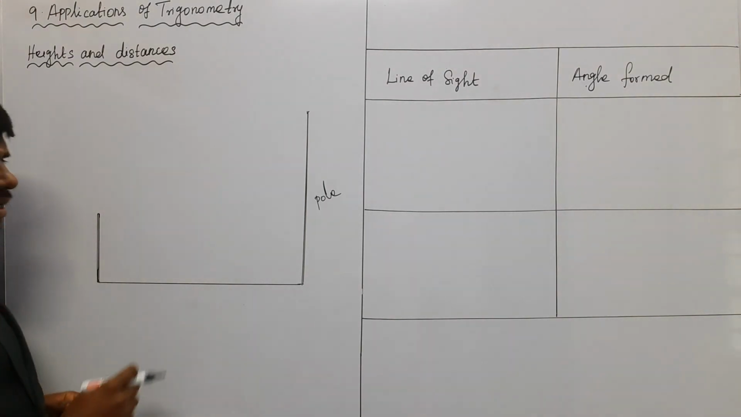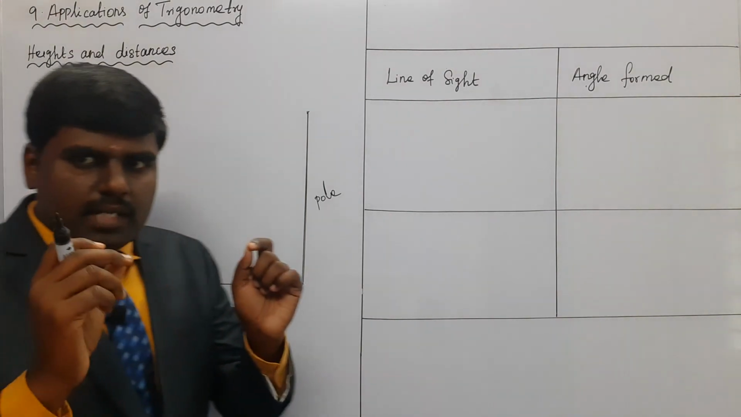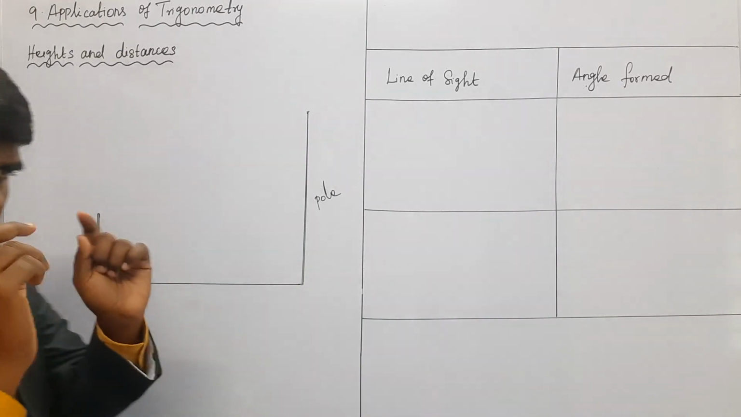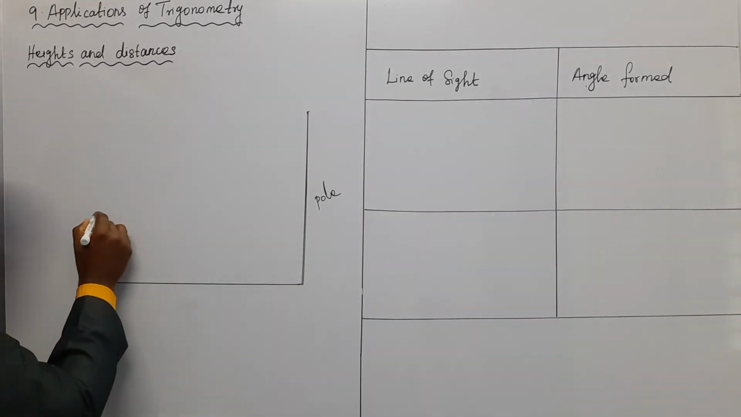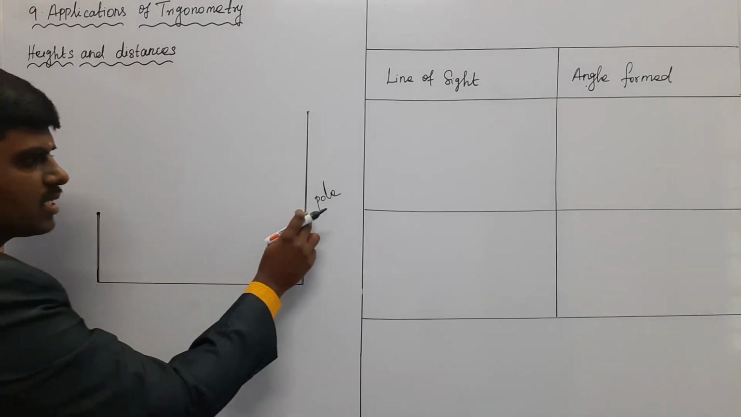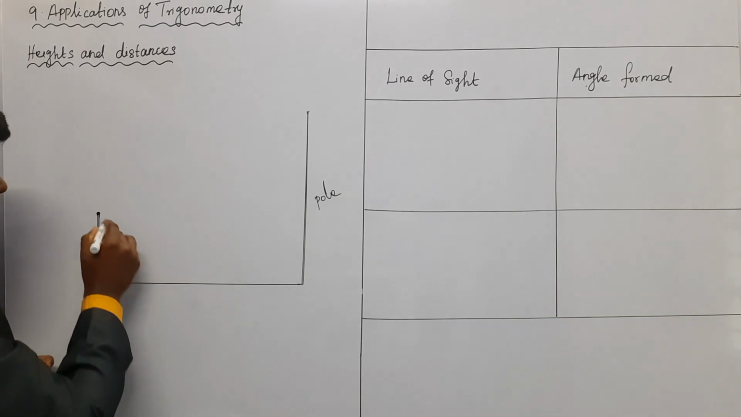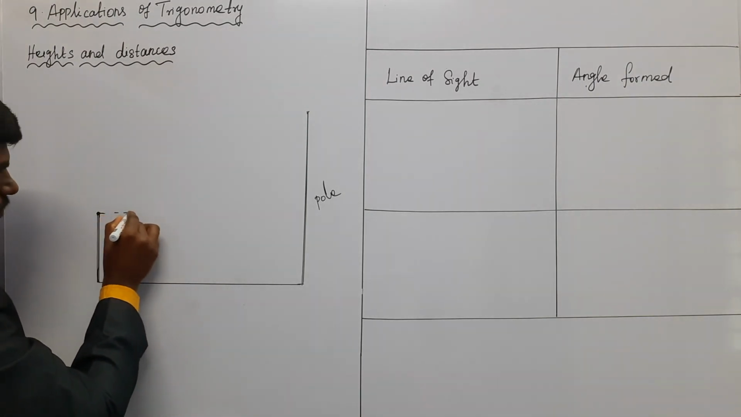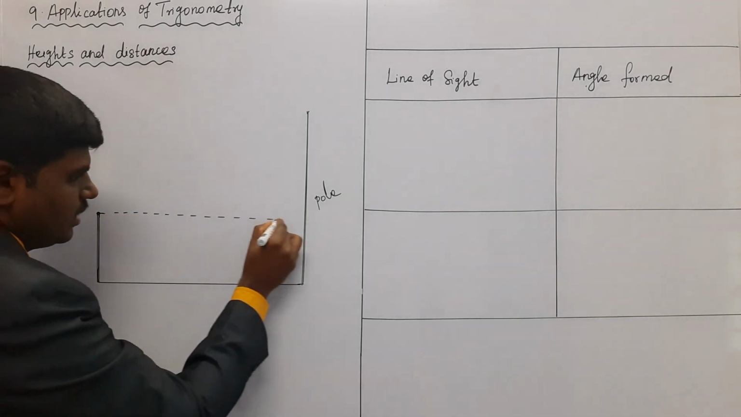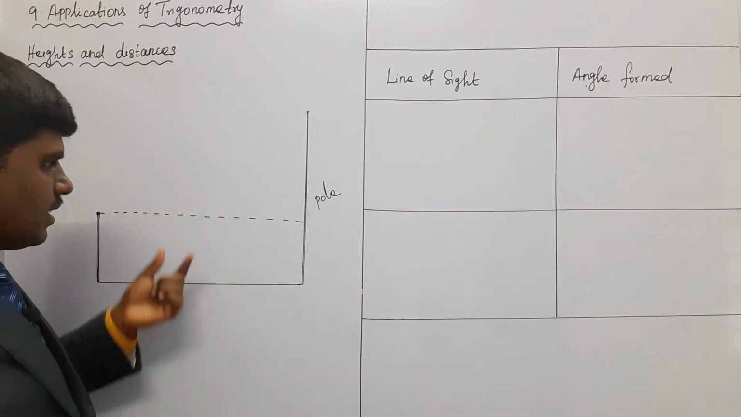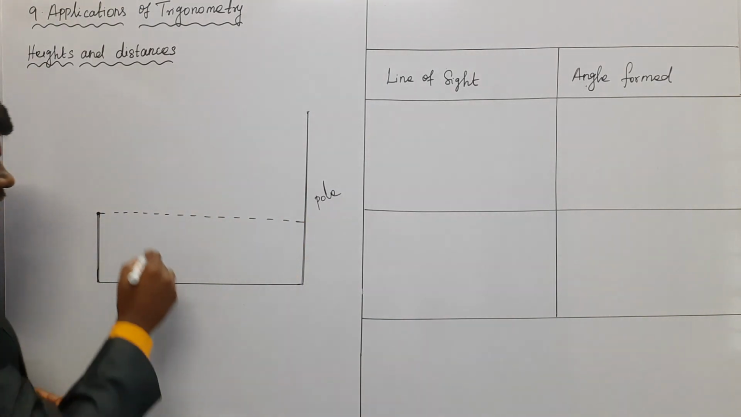So for any person to look at or watch a pole or any object, when the eyes make contact with the object and I draw the line, this line is called the line of sight.